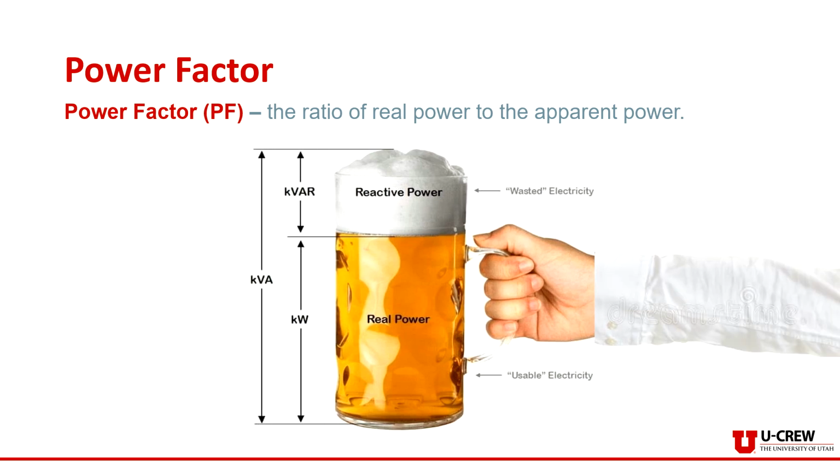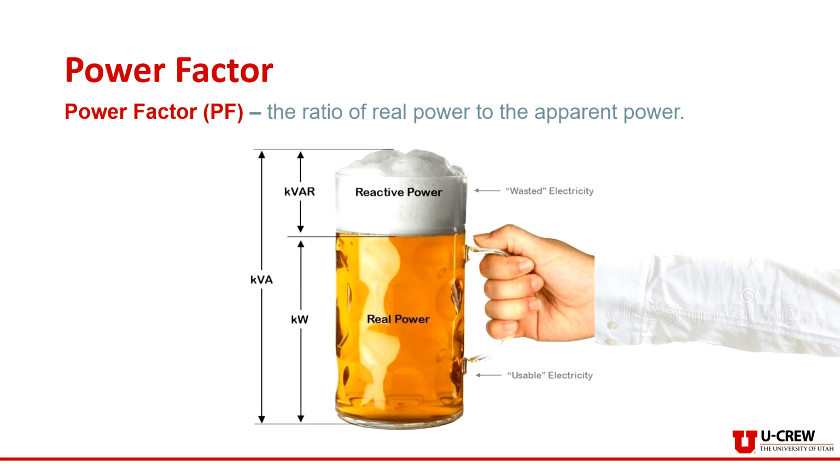Real power is the actual amount of energy that an equipment's consuming. This is the liquid part of the drink. Whereas the total power is the amount of energy going into the equipment, the total amount of electricity that you're paying for, even if you're not making good use of all of it. This is everything that's in the glass, including the liquid and the foam.